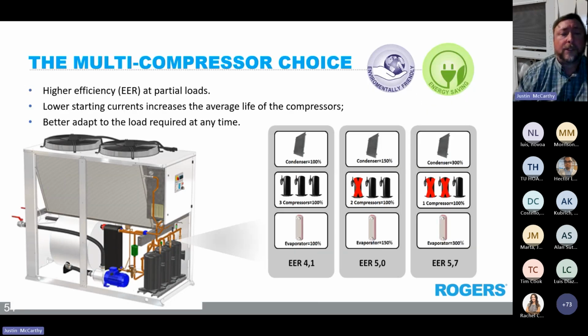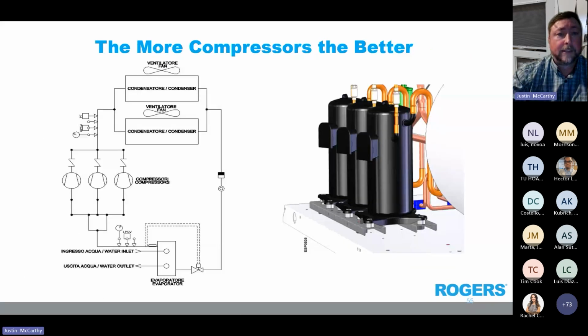When I talk about process chillers, if it's going to be a dynamic load, I typically try to use multiple compressors. This gives me the ability to turn down the chiller and not cycle compressors as much as you would with, say, a single compressor unit. So process cooling, because of its dynamic nature, is better with more compressors. As I just mentioned, the more compressors, the better.